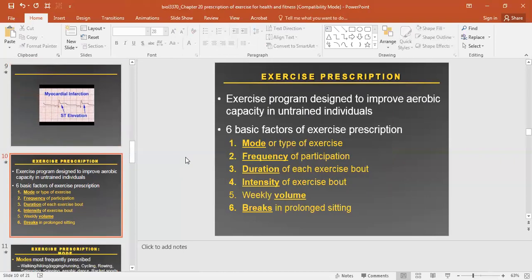So with regard to exercise prescription, there are 6 basic factors that are important to consider when prescribing exercise. I'm going to blow past this slide because we're going to talk about each one of these factors in the coming slides. So to design an exercise program to improve aerobic capacity, so think cardiovascular improvements, so think improvements in VO2 max. These are the 6 basic training factors.